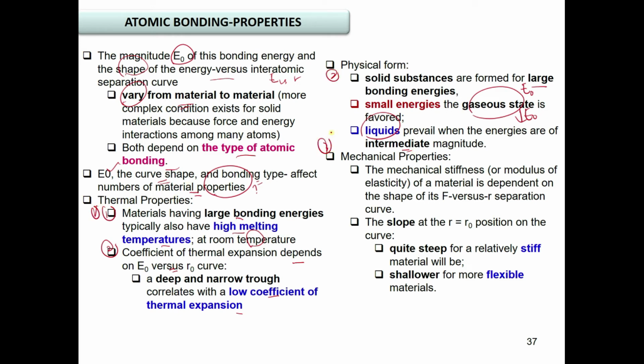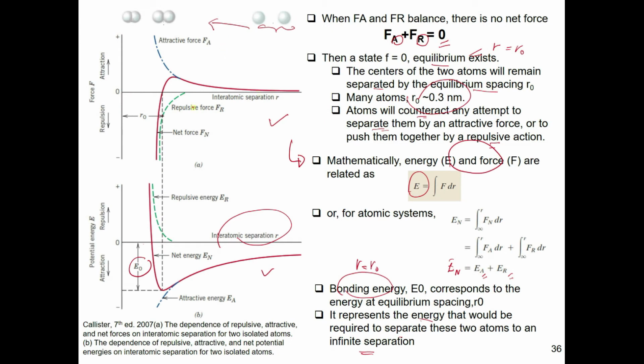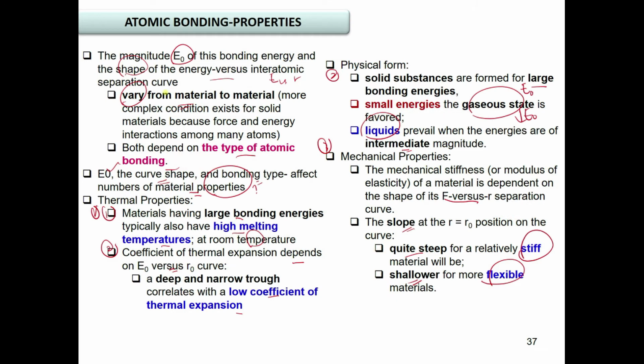Third is the mechanical properties. So you can also predict the mechanical properties of a material from looking at the force versus R separation curve. It mentioned here that the slope at the R equal to R-note position, if it's quite steep, belongs to a stiff material. If the slope is shallower, it belongs to a flexible material. So at this point, if this curve exhibits a steep or shallower slope, you can determine whether the material is stiff or flexible.